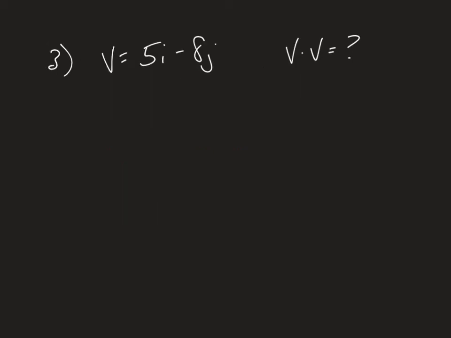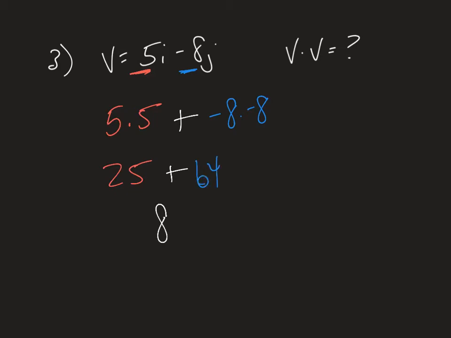So just another example. This one, instead of having two separate vectors, we have the same vector, and we're just going to do the dot product of itself. It's still the same idea. Your a is a 5, so you're going to do 5 times 5, plus your b is a negative 8, so you just do negative 8 times a negative 8, right? And so you've got 25 plus 64, and so the dot product is 89. Okay? Onward and upward.